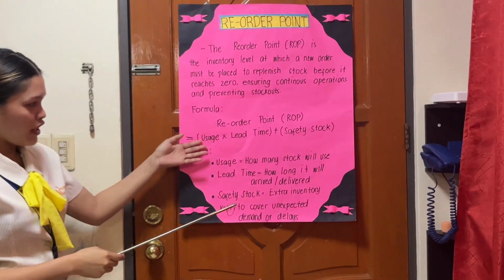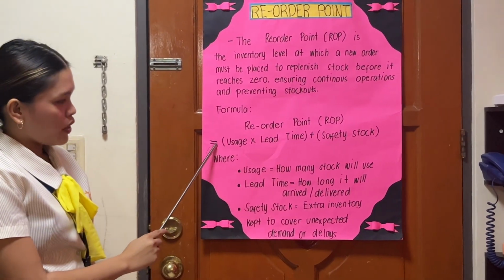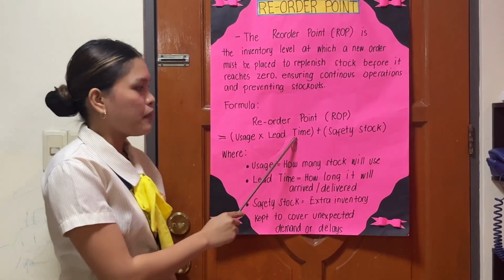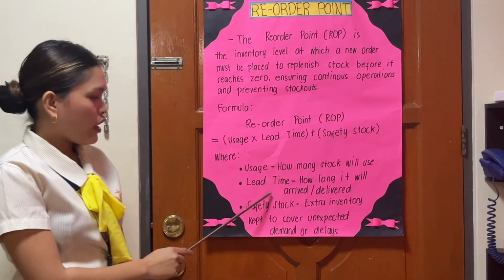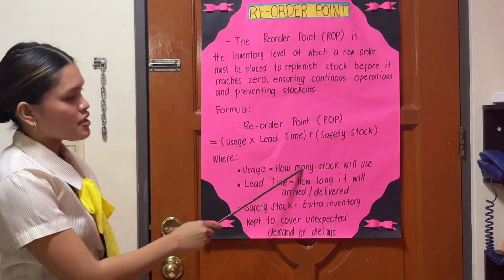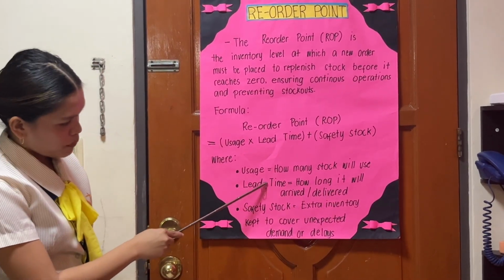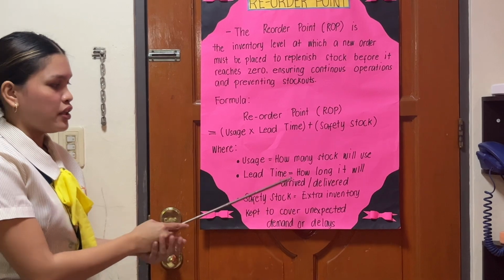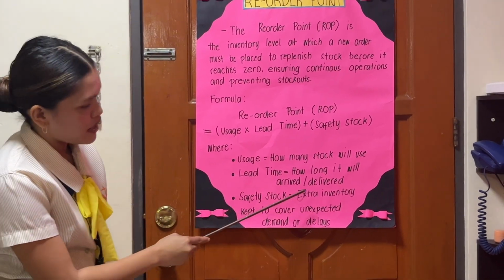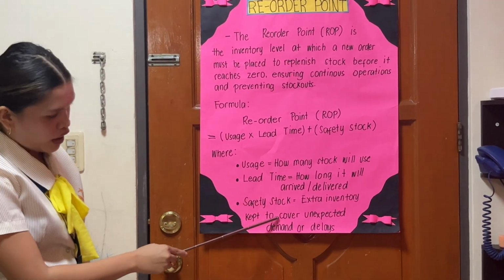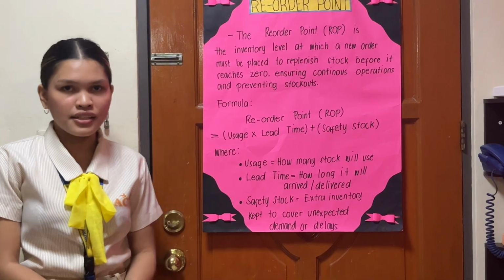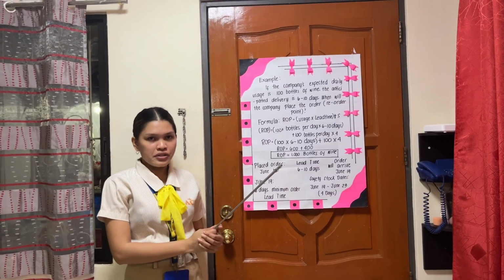So here's the formula. Reorder point is equal to usage times lead time plus safety stock, where usage means how much stock we'll use, lead time means how long it will take to arrive or be delivered, and safety stock means extra inventory kept to cover unexpected demands or delays. Now let's proceed to our example.